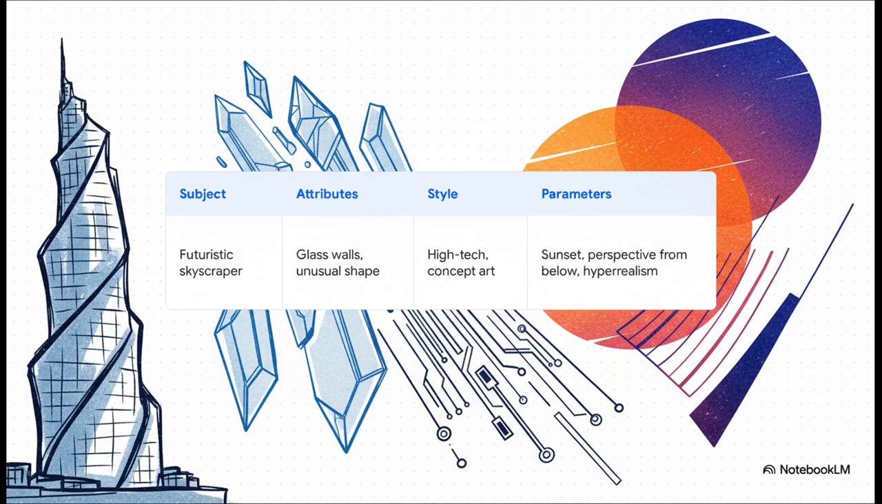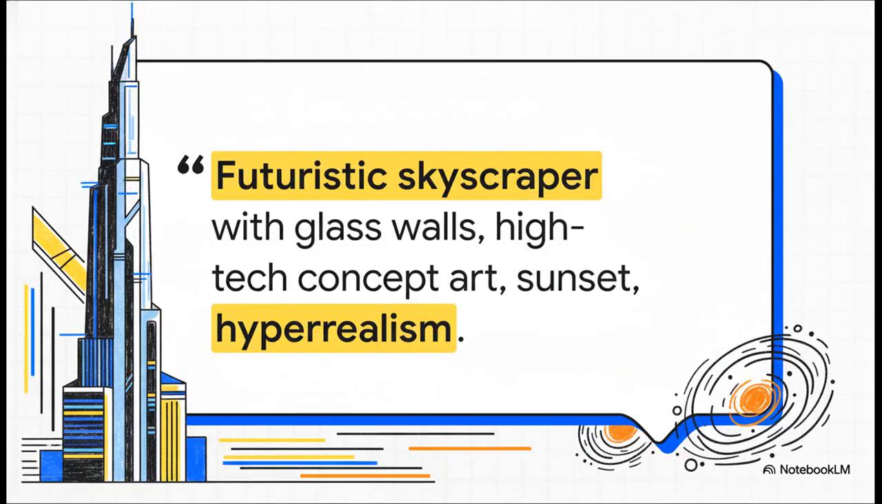Okay, imagine you're brainstorming a new building. Let's use the formula. The subject, a futuristic skyscraper. The attributes, glass walls, unusual shape. For the style, let's go with high-tech concept art. And for the parameters, sunset, perspective from below, hyperrealism. Just like that, every part is locked in. And that gives us this prompt right here. It's clear, it's concise, and it is packed with information. This is exactly the kind of instruction an AI needs to generate a totally breathtaking piece of architectural art.